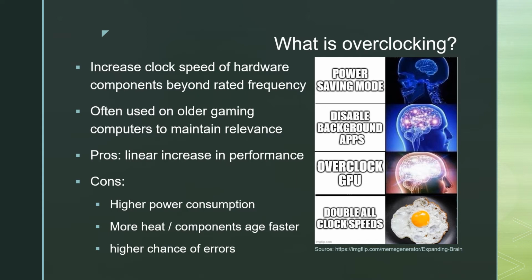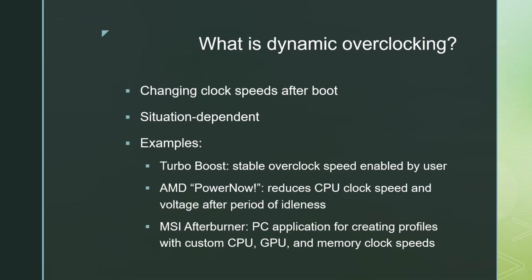And if you go too fast, you will have a much higher chance of errors, where parts of the components will be working on different instructions, and it will just get confused or run into errors. So if you're not extremely careful, you'll wind up with a fried computer, much like that egg in the bottom right corner. Moving on to dynamic overclocking.